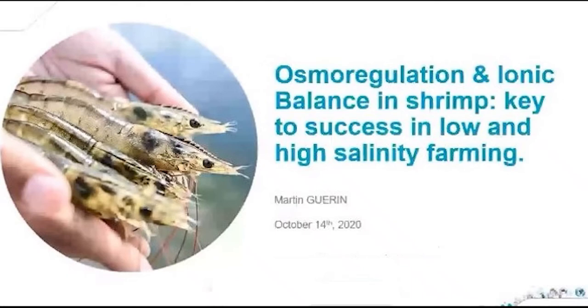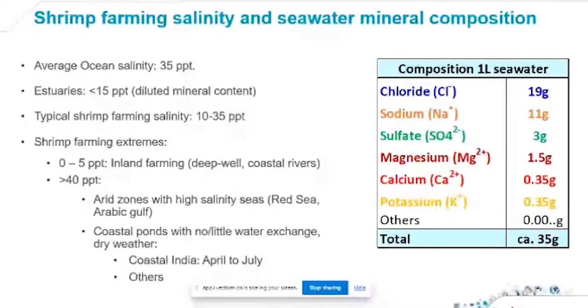Hello, everyone. I'm really happy to be able to talk to you about osmoregulation and ionic balance in shrimp, as they are very important to the success of shrimp farming under different salinity conditions. If you look at average seawater salinity, which is about 35 ppt, these are ions dissolved in water, which are chloride ions and sodium ions, which make up the bulk of the salt in seawater. But you'll find significant quantities of sulfate, magnesium, calcium, and potassium, and just a few others.